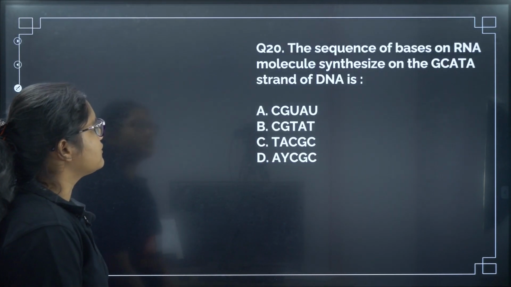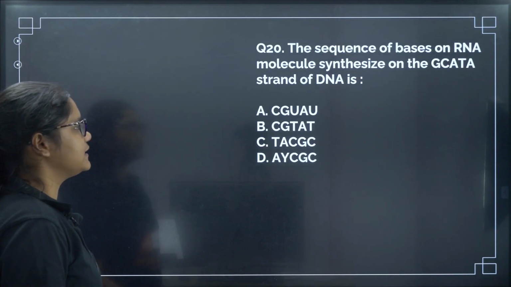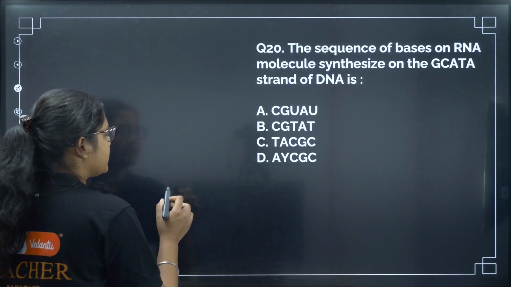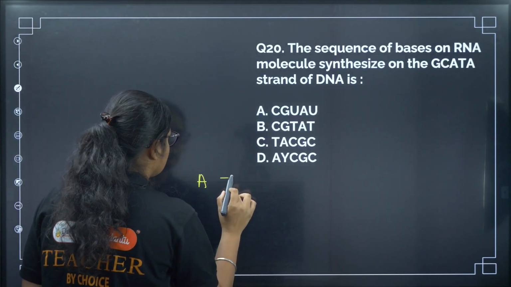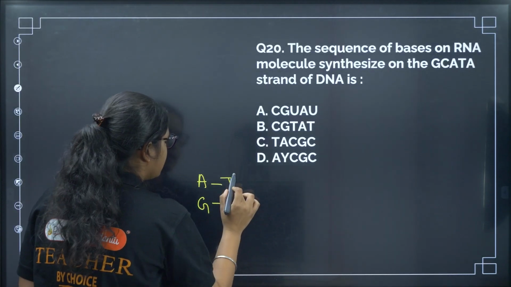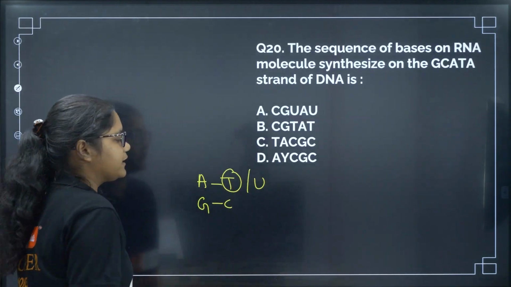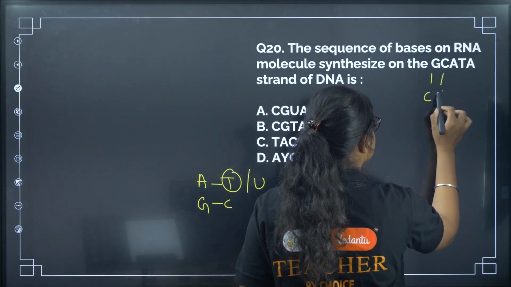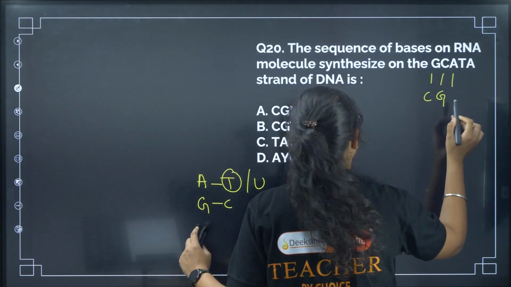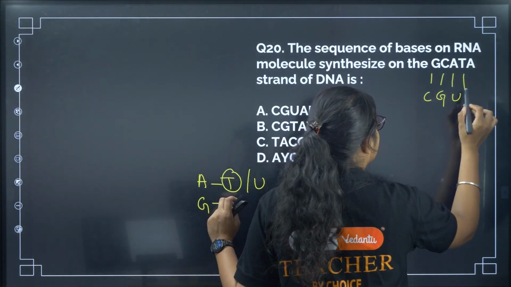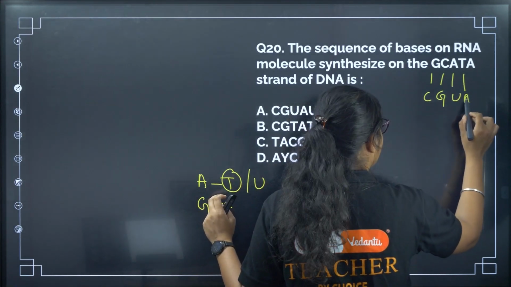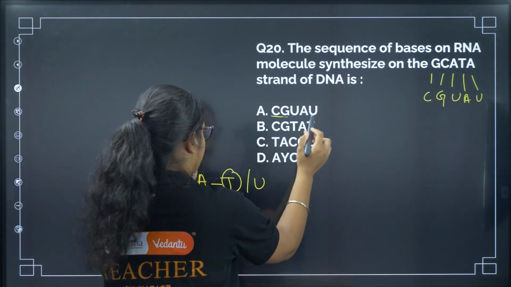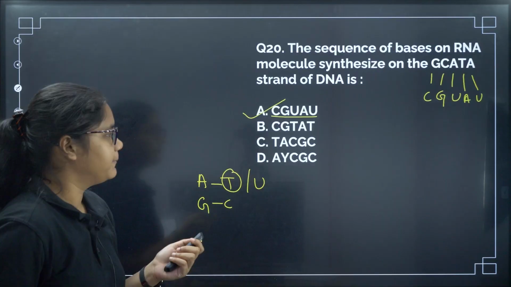Next, the sequence of bases on RNA molecules synthesized on the GCATU strand of DNA. So this we know, complementary bases are there. A with T and G with C. In place of T, in case of RNA, we will get U. So for G we will get C, for C we will get G, for A you will get U, then for T we will get A, and again for the last one we will get U. So C, G, U, A, U, correct answer is option number A.